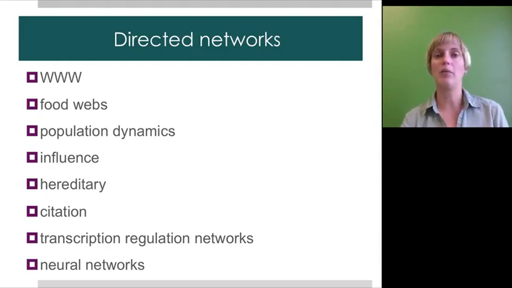Influence, how much you influence someone is probably different from how much they influence you, and it depends on your relative prestige and the nature of the relationship. Hereditary networks, citation networks, biological networks, such as transcription regulation networks or neural networks, are also directed. And it makes a lot of sense, right? If you have a task to do, then some nodes are going to affect the behavior of other nodes, and the network is directed. If it was undirected, things would be just firing back and forth.